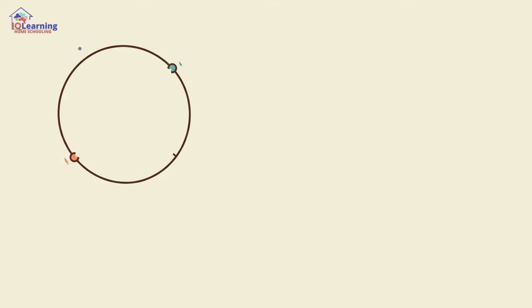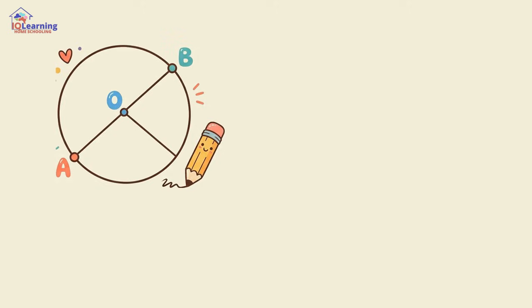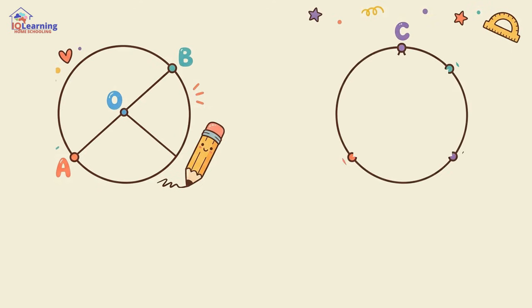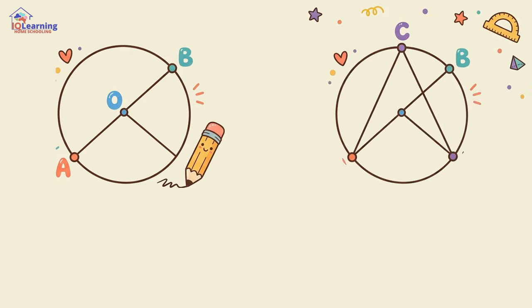Let's label the center O, then pick 2 points on the circle, A and B. The angle in the middle is angle AOB. Now place another point, C, on the edge of the circle. Join C to A and C to B. That creates angle ACB on the circumference.